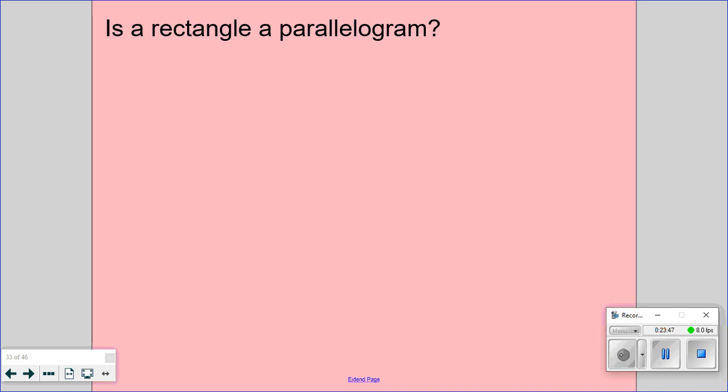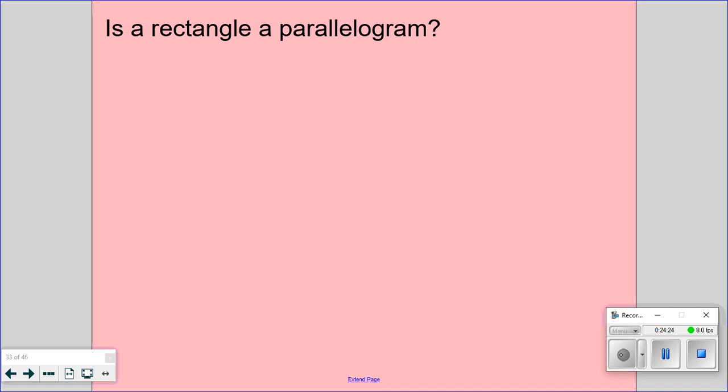What do we think about this? Is a rectangle a parallelogram? Maverick, what are you thinking? Yes, because it has those extra corners. Is that the rule of a parallelogram? No, but two sets of parallel sides. Yeah. So if the shape follows the same rules, then it can be called the same shape.